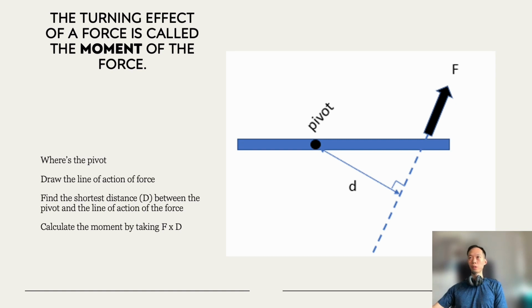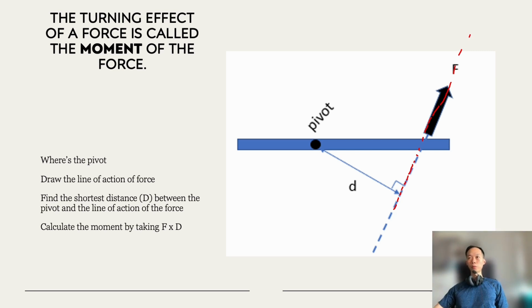action of a force. The line of action of force is this dotted line that I have here. When a force is exerted, it's always exerted in a particular direction, because a force is a vector quantity. Remember, it has a direction to it. So what we do is we extend this imaginary line that the force is acting along, and this is known as the line of action.